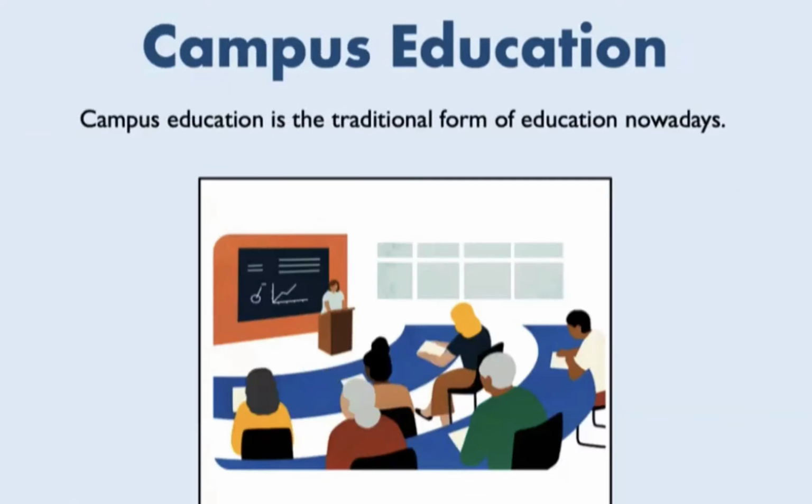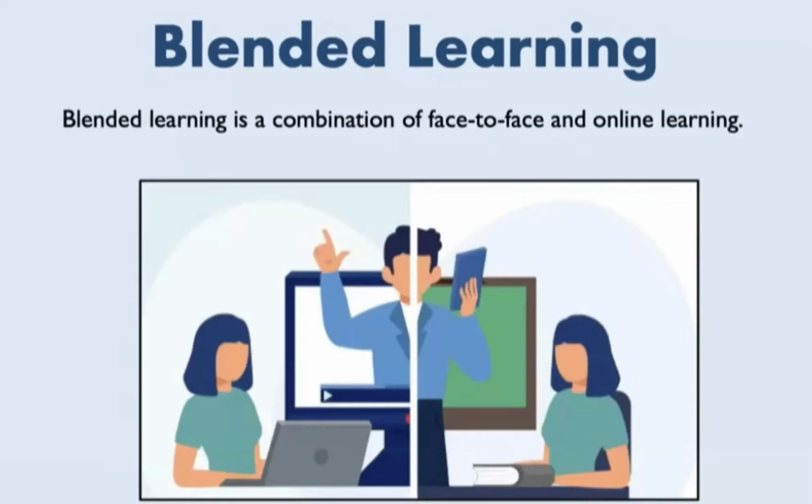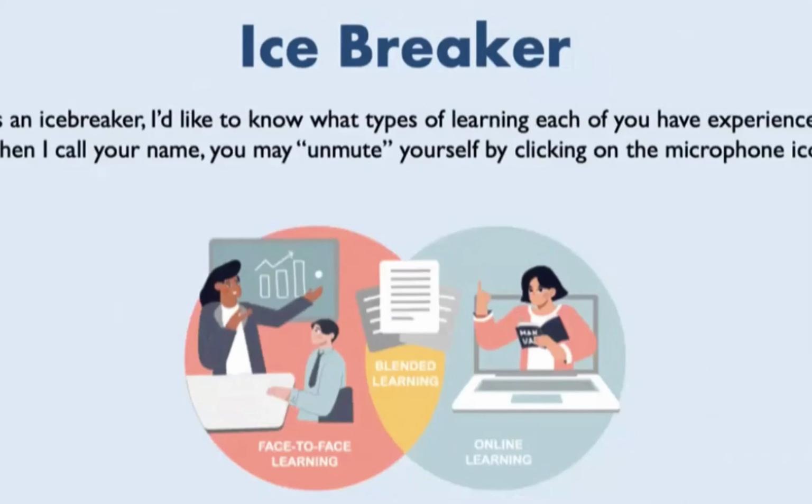Campus education is the traditional form of education nowadays, but is it really more advantageous than distance education? Today, we'll be discussing different types of education and the pros and cons of each. Blended learning is a combination of face-to-face and online learning. According to Dr. Garrison in Chapter 4 of our text, blended learning is advantageous due to its effectiveness, efficiency, and convenience. We'll discuss this more later on.